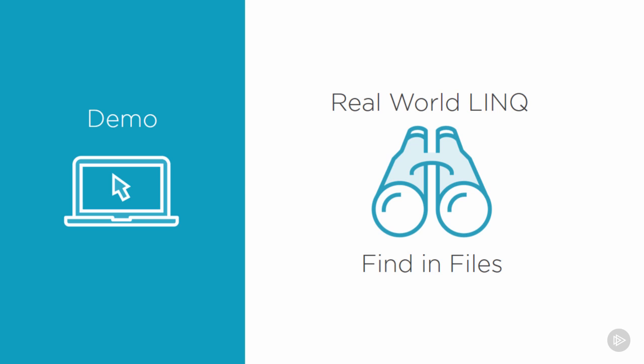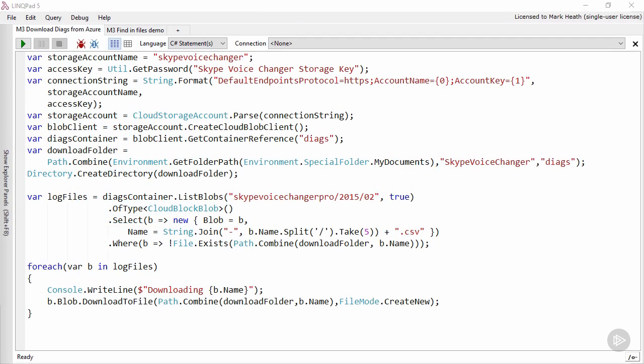Now, one great use for LINQ is that it can help you to search within text files really easily. So in this example, I'm going to show you some code that can search through the diagnostic logs for an application I wrote. In fact, these logs are from a website I created for a product called Skype Voice Changer, which you'll know all about if you've watched my Pluralsight course on creating and selling a digital product. And these log files are actually stored in Windows Azure in what's called a blob container.